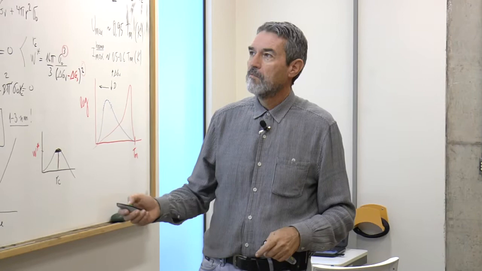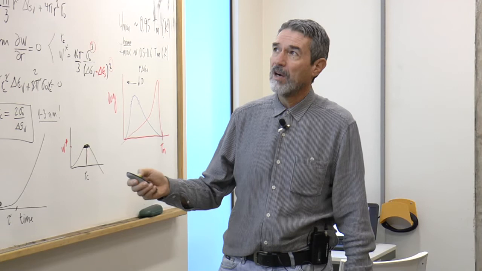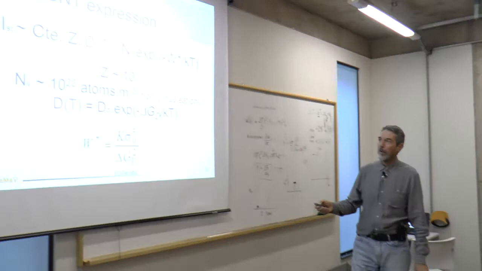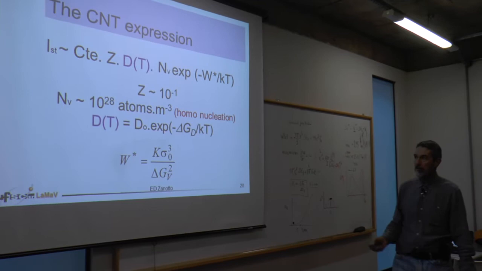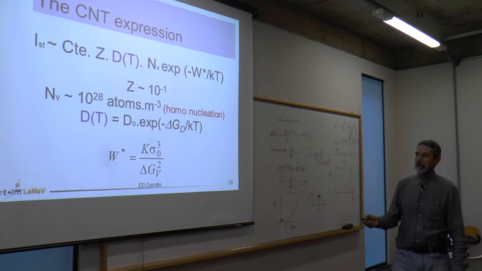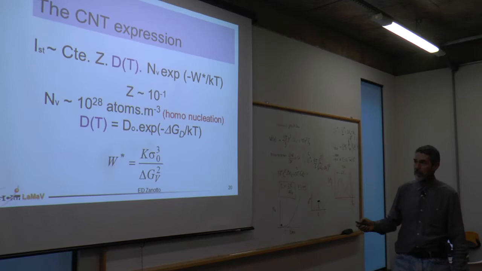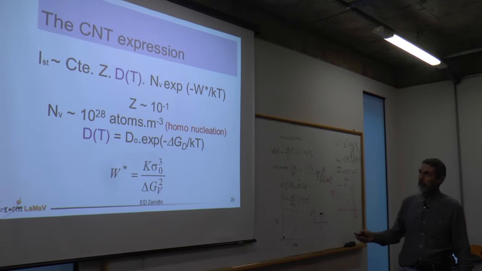Orders of magnitude. Z is about 10 to the minus 1 or so. This is the order of magnitude of Z. NV is 10 to the power 28 atoms per cubic meter for homogeneous nucleation. And D of T, a diffusion coefficient, is normally expressed as a pre-exponential factor and then an exponential of some activation energy for diffusion divided by kT, where k is Boltzmann's constant and T is the actual temperature. So here you have the overall expression for nucleation.